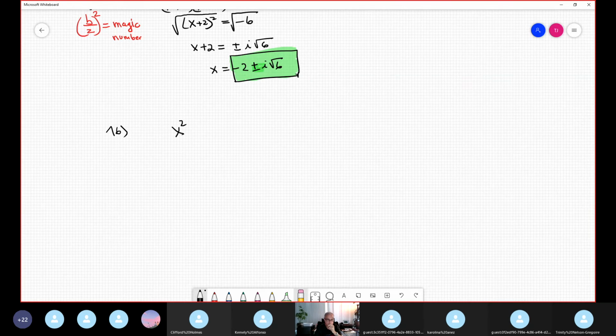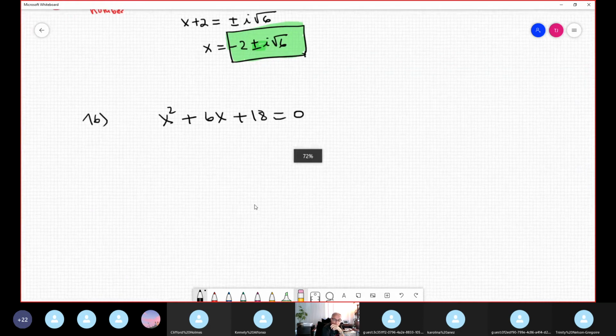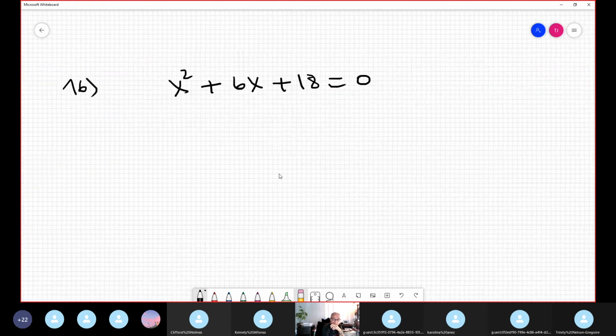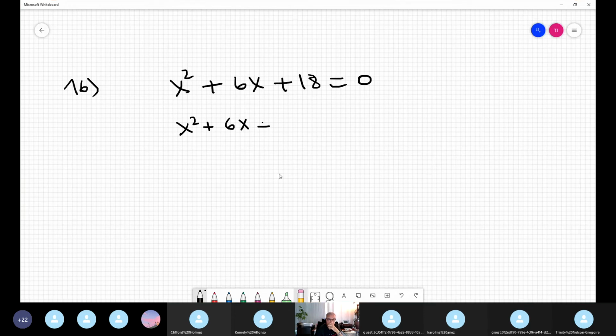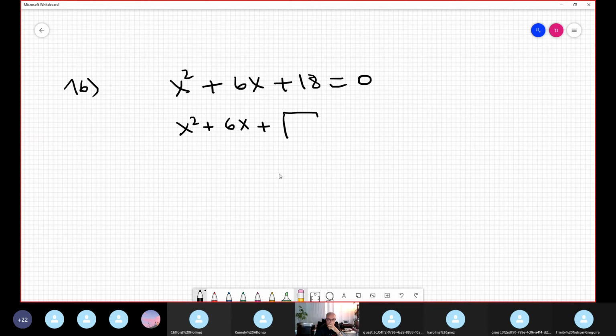x squared plus 6x plus 18 equal to 0. Complete the square again. Okay, do it. What should I do? Well, I move 18 to the right-hand side as minus 18. So it's x squared plus 6x plus a box. I need to find the magic number inside the box. It's equal to minus 18 plus another box.